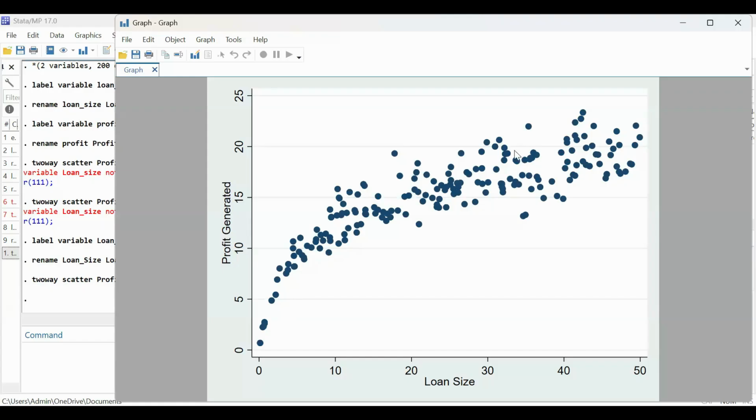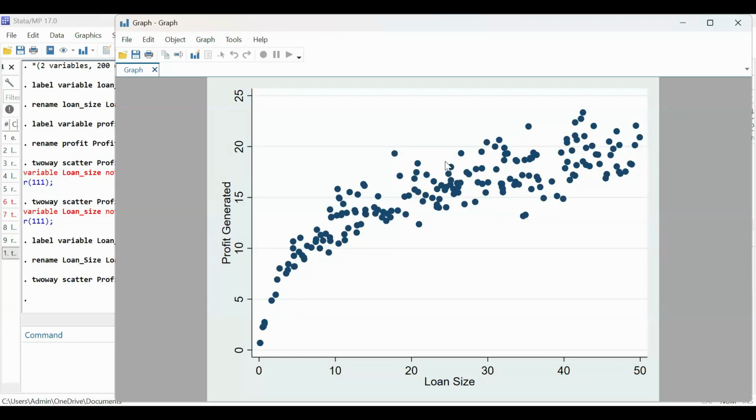The same plateau as you get to the upper end. There's a sort of diminishing returns. As loan size increases, it comes to a time it becomes flat at the top. And that is common with financial data. Very common with financial data. So this one needs a transformation. The relation between loan size and profit generated is not linear.